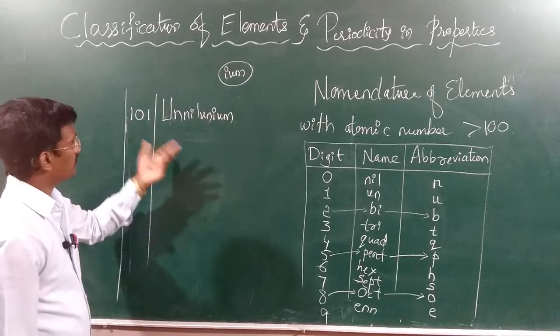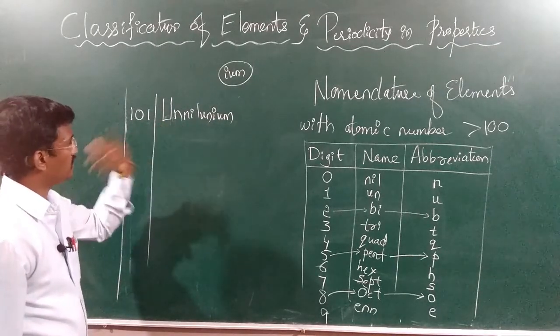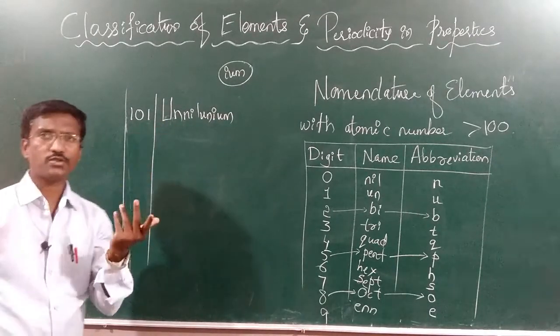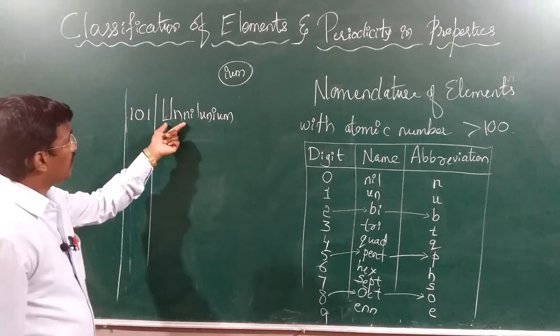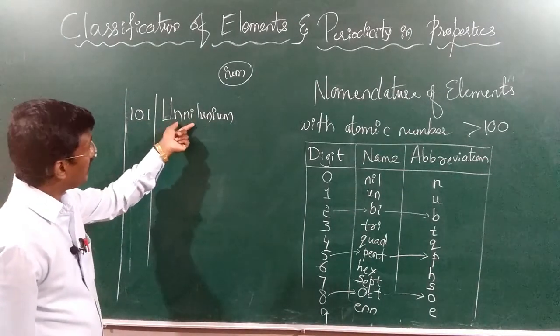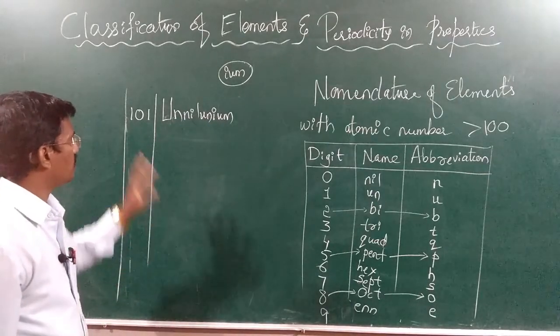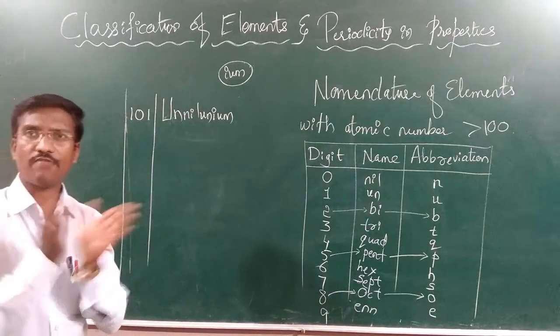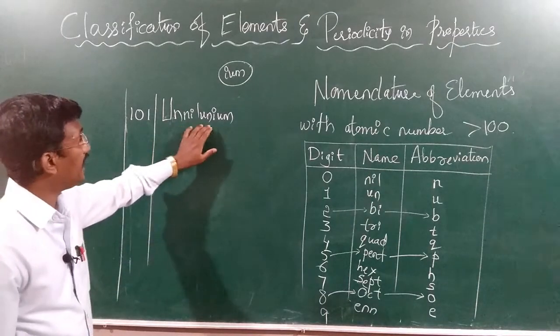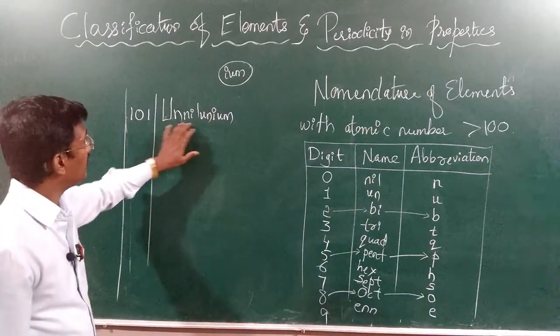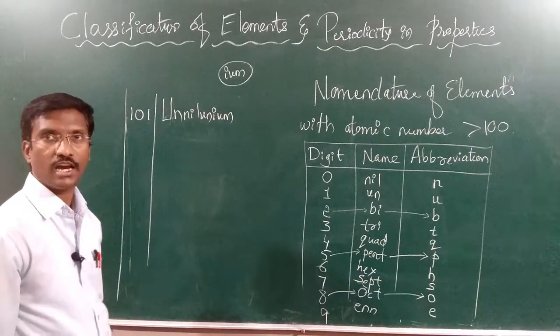Un-nil-unium. But sometimes most of the students, even our colleagues also, use the word Unilunium. But no need of spelling that one. You just read it separately, half: Unnil and ium. Are you getting this one?